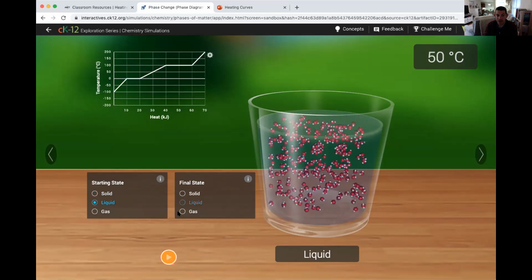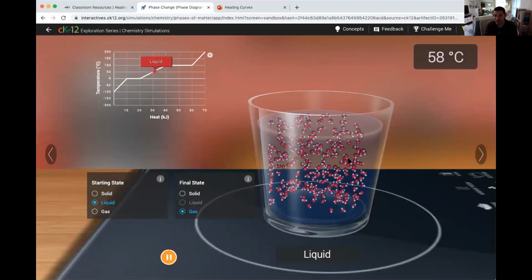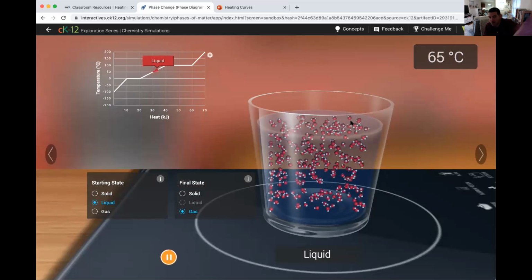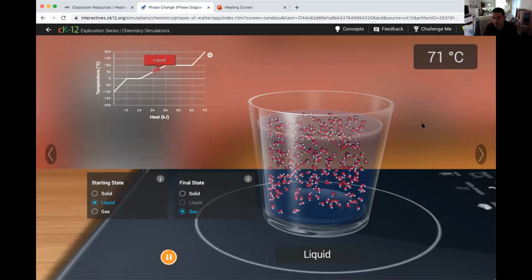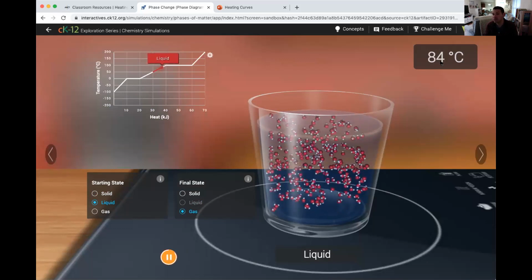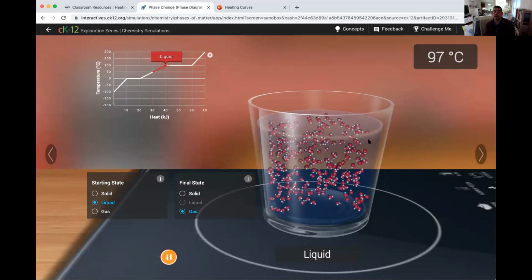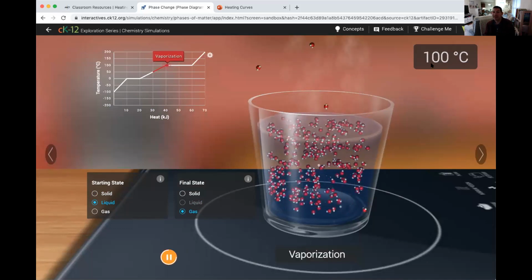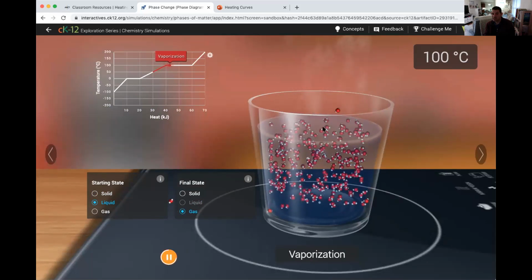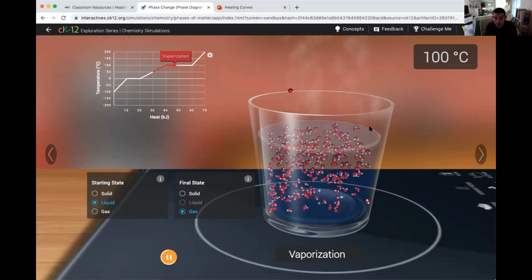I can go liquid to gas. So liquid to gas. Right now, I have my liquid. It shows a couple of the particles shooting off. That's the evaporation, but we're not at boiling, or not going through a phase change, until we reach 100 degrees Celsius. All right, so it's heating up. Now it's at 100 degrees Celsius. We see it's rapidly shooting off. That would be like our rolling boil.